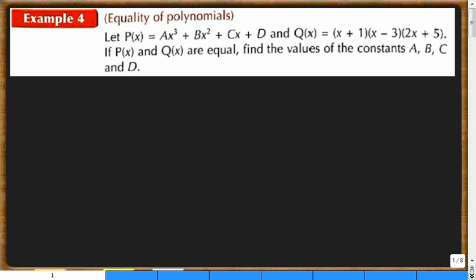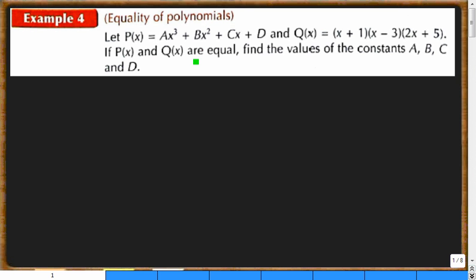Okay, so example 4 says let p of x equal ax cubed plus bx squared plus cx plus d, and q of x is quantity x plus 1 times the quantity x minus 3 times the quantity 2x plus 5. So it says that p of x and q of x are equal. So find the value of the constants a, b, c, and d.